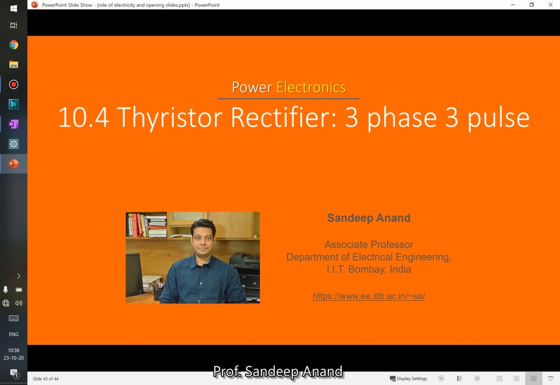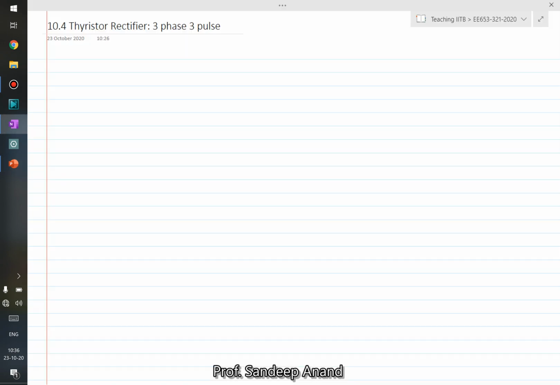If you remember, in the three-phase diode rectifier, we talked about a three-pole circuit, which was essentially a combination of three single phase half wave rectifiers, right? In that circuit, the three diodes can be replaced with three thyristors, and that brings us to the circuit which we are going to discuss in today's video. So let us see that circuit.